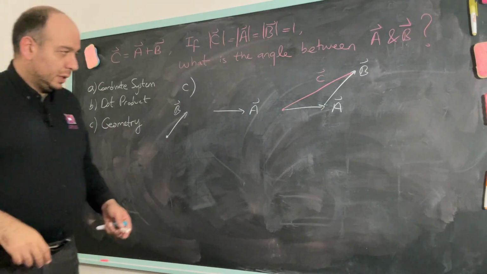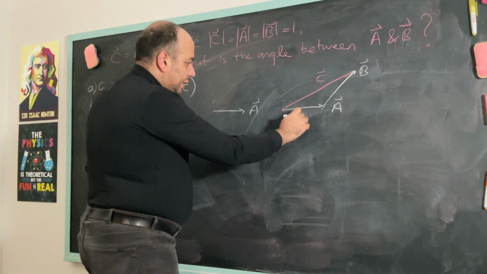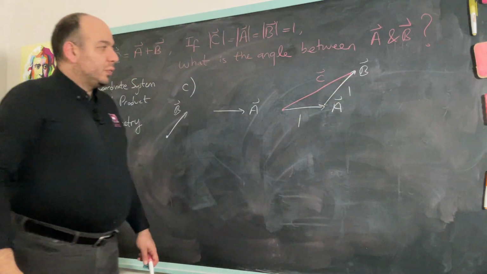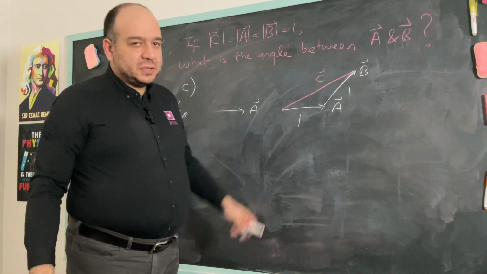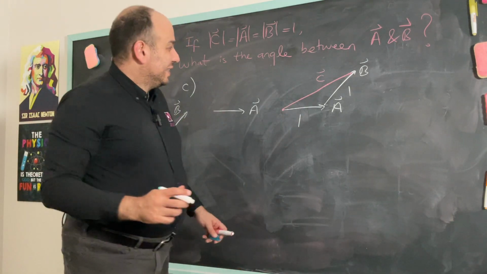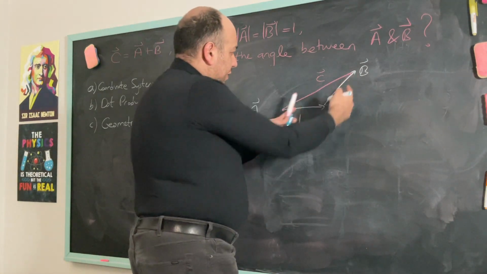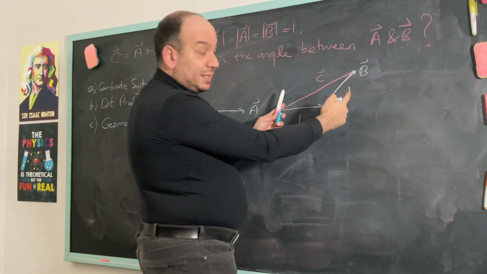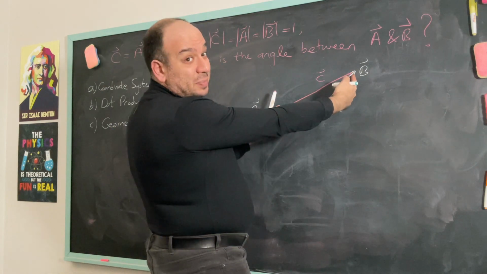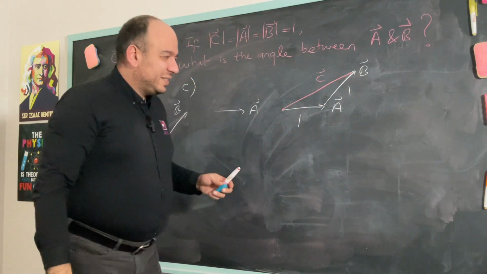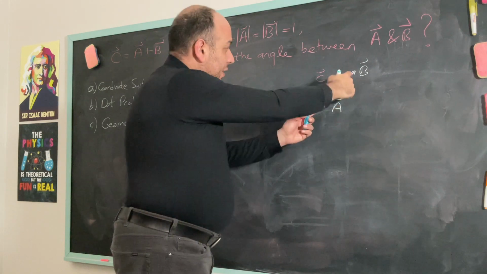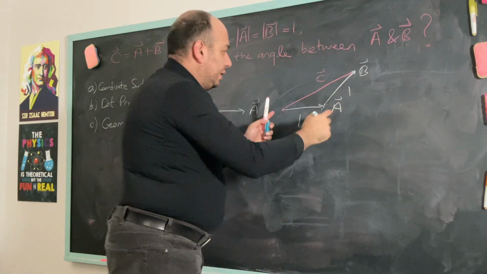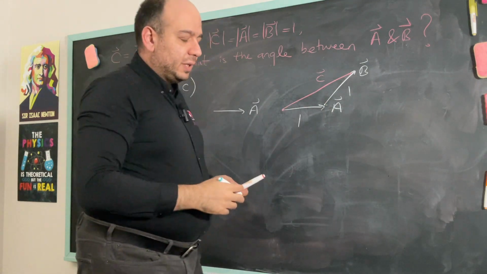Here we go. I know that A is a unit vector, so it has unit magnitude. B has unit magnitude 1. I want to create a C vector which will have unit magnitude. Well, if this is 1, this is 1, and the orientation is like this, C cannot be 1, right? So the idea is I'm going to fix A and I'm going to rotate B. I'm going to move B until this C becomes 1.